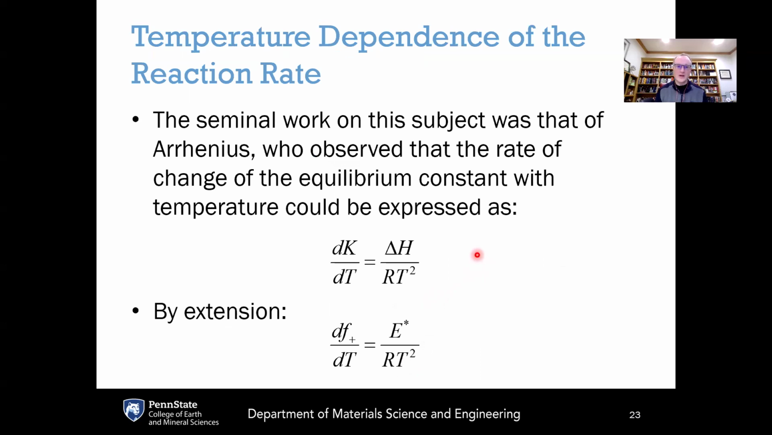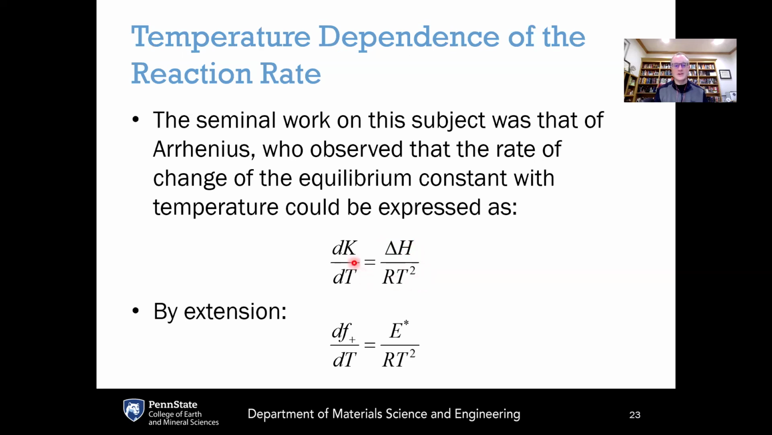Okay, now let's consider the temperature dependence of the reaction rate. This original work was done by Arrhenius a long time ago, who observed that the rate of change of the equilibrium constants with temperature could be expressed with this equation here. So how does the reaction rate of some chemical reaction change with temperature? What Arrhenius observed experimentally is that it's given by some sort of activation barrier, delta H, divided by the gas constant times temperature squared.